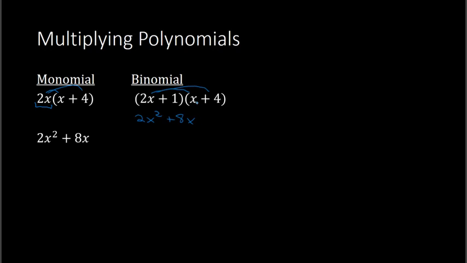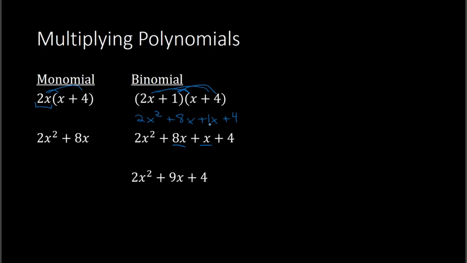So that part is the same, but now we have the 1 with it as well. So we need to multiply the 1 to both terms also. So 1 times x would be 1x, and then 1 times 4 would be 4. So I'm just distributing both the 2x and the 1 to both terms in parentheses. So from here, I can combine like terms. We have 8x plus 1x, which would give me 9x's. So my final expression after I multiply is 2x squared plus 9x plus 4.